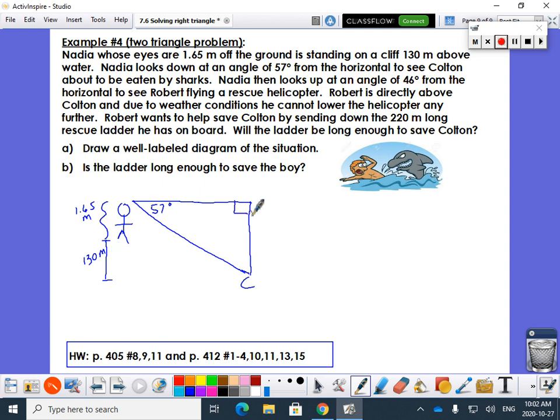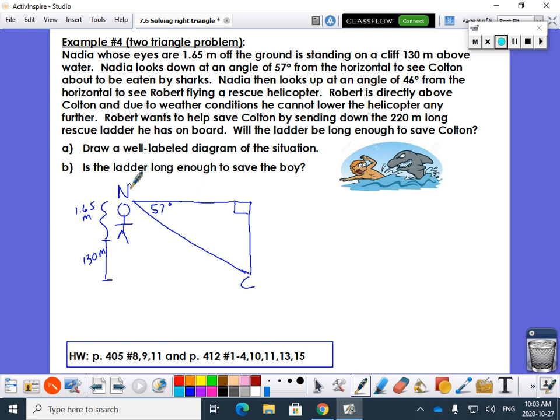This is our right angle. N, Nadia. We're not even going to label this yet. Okay, sorry. Label this N for Nadia. No, because this is our horizontal. So if this is our horizontal, and then Colton is directly below it, this would be our right angle. Nadia is looking down to Colton. So if this is the horizontal and she's looking down, this is our angle of depression of 57 degrees.